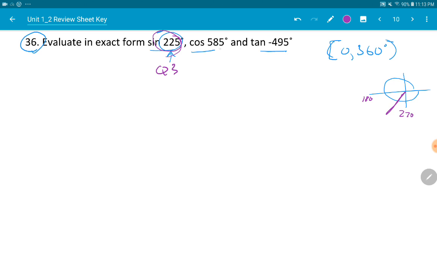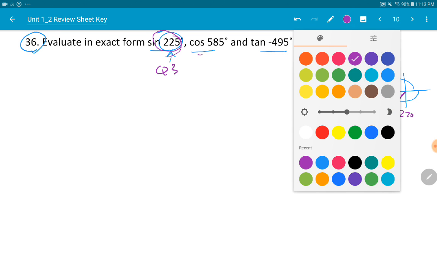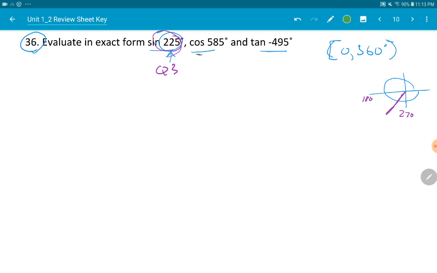And the 585, to get him in that first cycle, I'll subtract 360 to find a coterminal side. Oh, I should do a different color. And I get 585 minus 360 to 225, which is coterminal with our first angle, yay. So that is also in Q3.